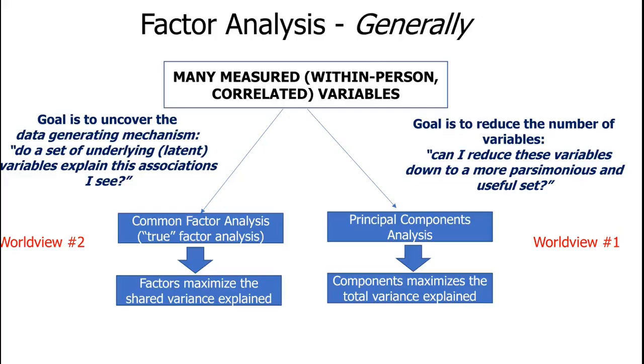And I'm just asking, can I reduce the number of variables I have down to a more parsimonious and useful set? That's worldview one, the principal components world. Worldview two is, again, can I explain the patterning that I see in the associations, the correlations among these measured, observed items? What we're generally talking about here is like a scale where the items, or the associations among the observed variables, are questions on a measure.